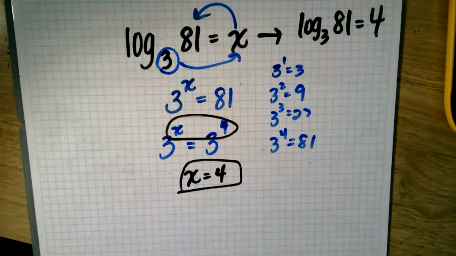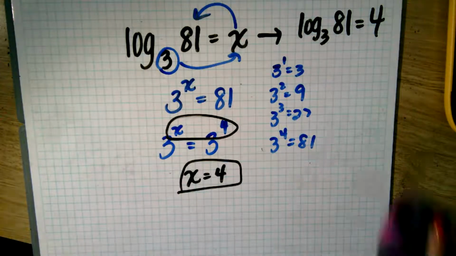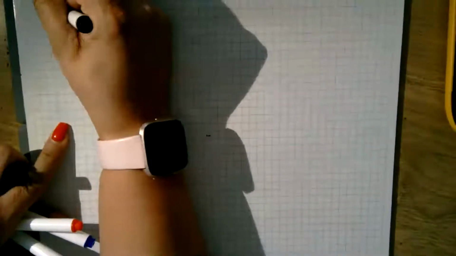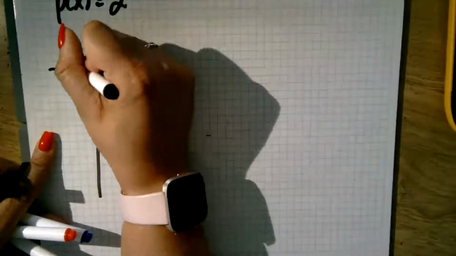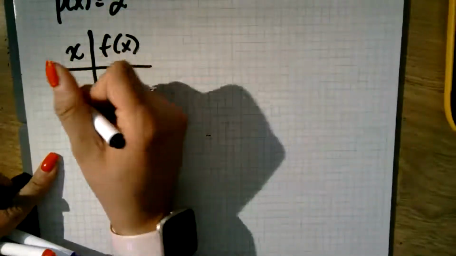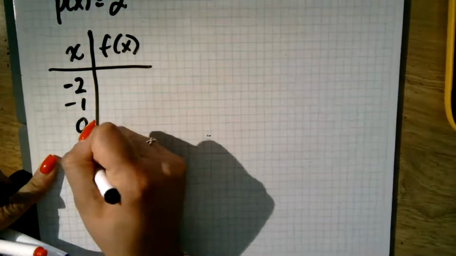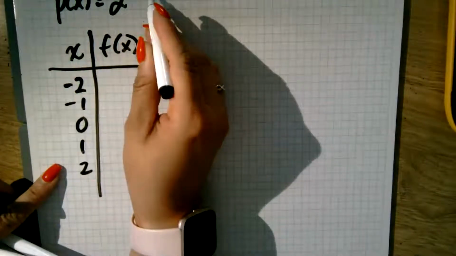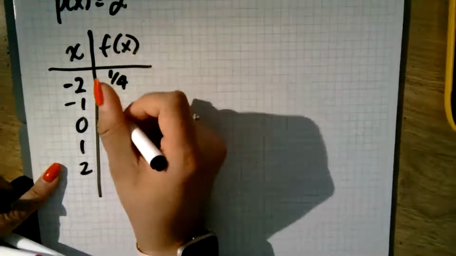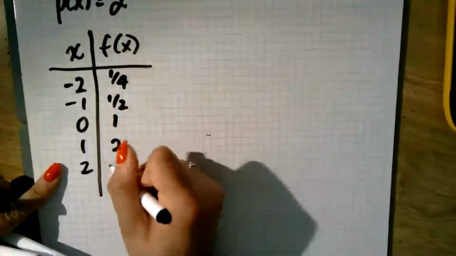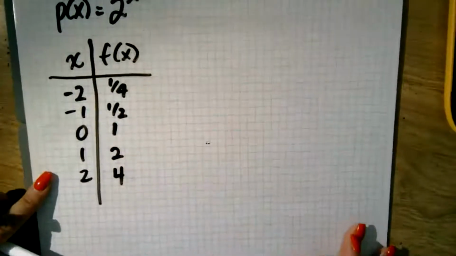So I need you to understand that so that now I can prove to you that the logarithmic function is the inverse to the exponential. So I'm going to do my lovely, beautiful parent function 2 to the x real quick. I'm going to call it p of x just because it's the parent function 2 to the x. I'm going to do a couple of values, just our usuals that we've been doing. Now remember, 2 to the negative 2 is 1/4, 2 to the negative 1 is 1/2, 2 to the 0 is 1, 2, and 4.